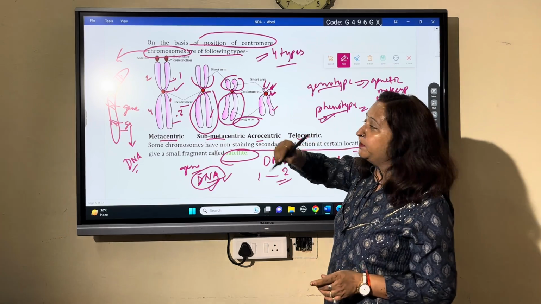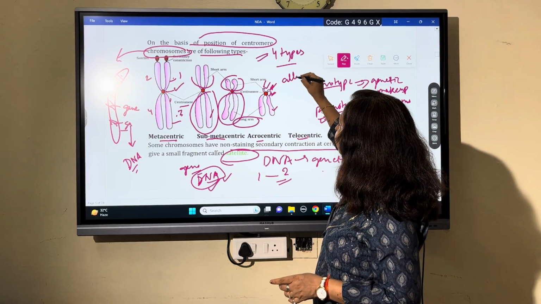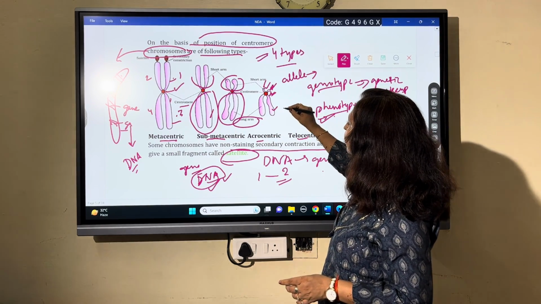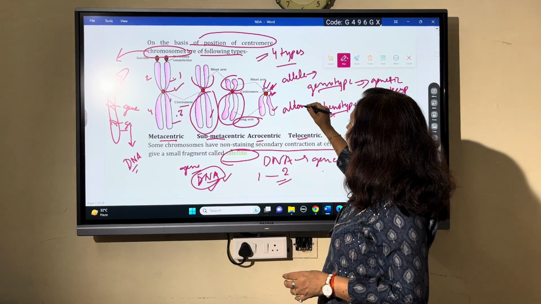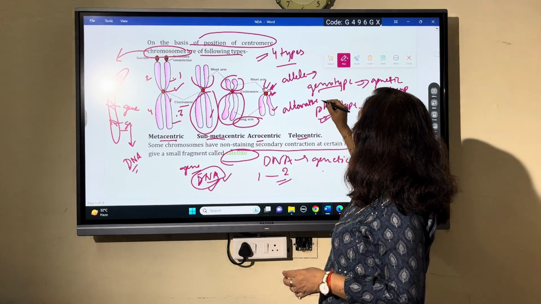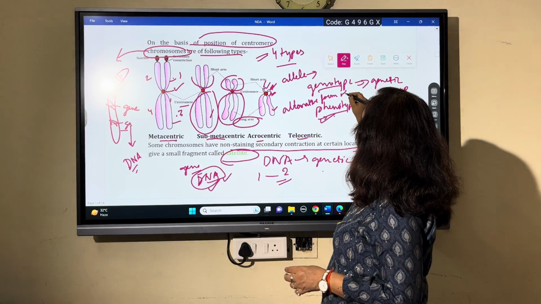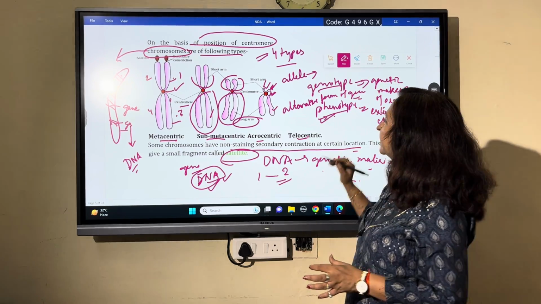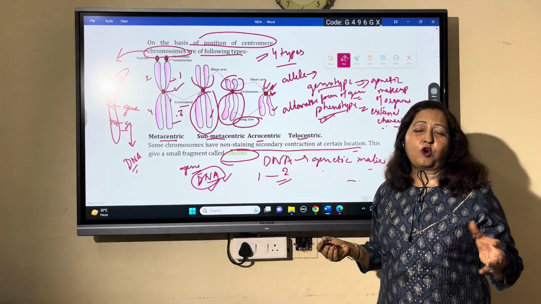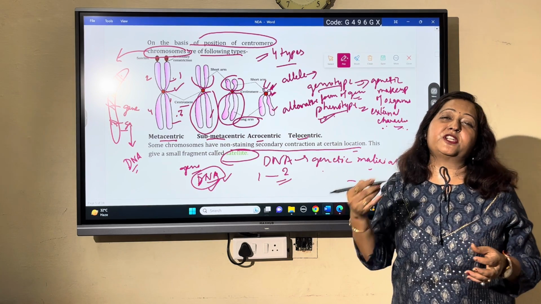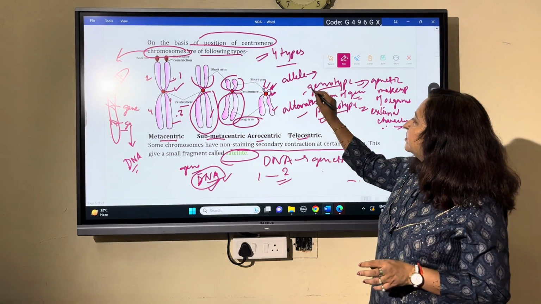And one more term is allele. Allele is an alternative form of gene. Sometimes it is asked, define allele, or what is allele? Allele is an alternative form of gene. So these are the terms you should know.